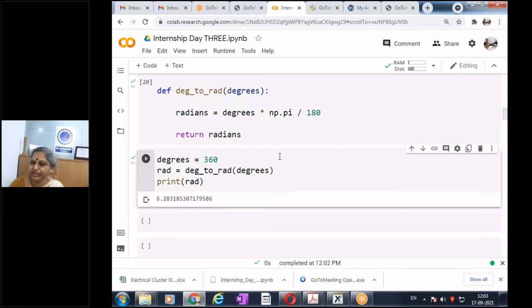So this is a very simple example, and you may wonder why should I write a function for this conversion? But I just want to introduce the concept of writing a function, because often in programming we will have the need to write a function and to use it.